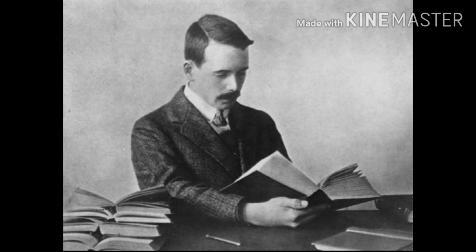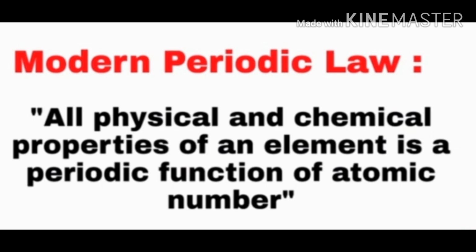Henry Moseley's modern periodic table says that all physical and chemical properties of an element are a periodic function of atomic number. Whenever elements are arranged in increasing atomic number, what happens? Elements with similar physical and chemical properties fall under one particular slot. Clear?